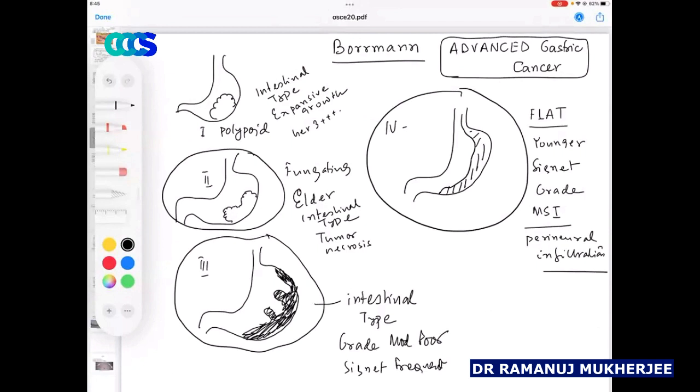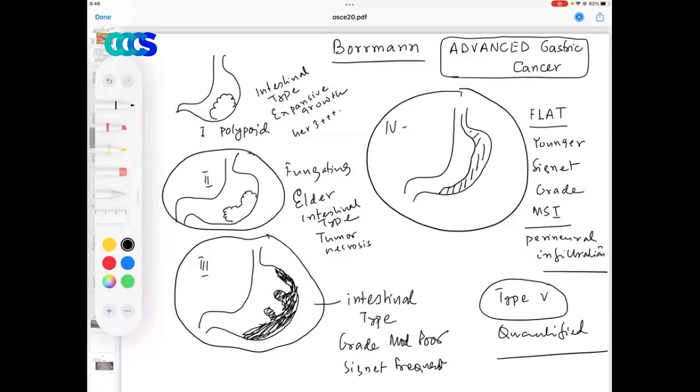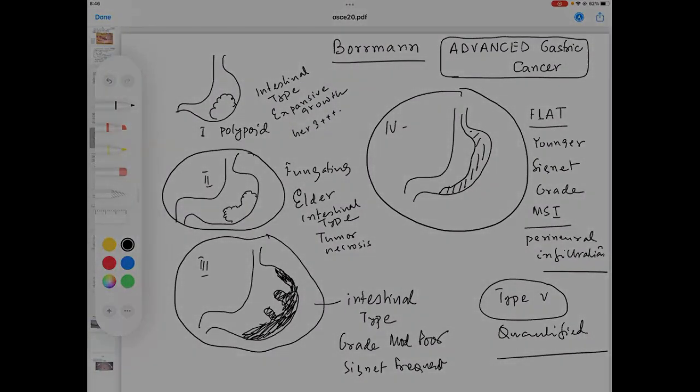There is, however, said to be something called a type 5, which has been a new addition to the list. People say that type 5 is something of a Borrmann which cannot be technically quantified and is not very popular in practice. So people talk about type 5. I do not know, in the world of MCQ, maybe type 5 has come in a big way. But this is all about things that you are required to know in the Borrmann.